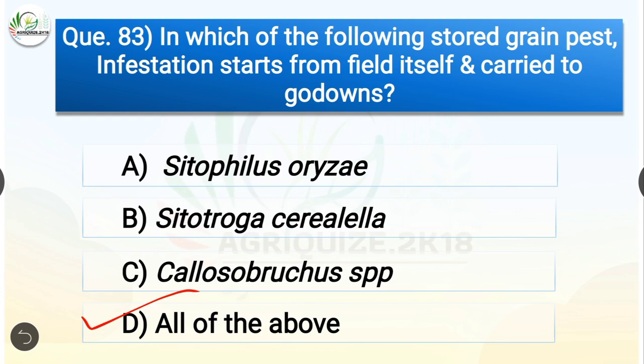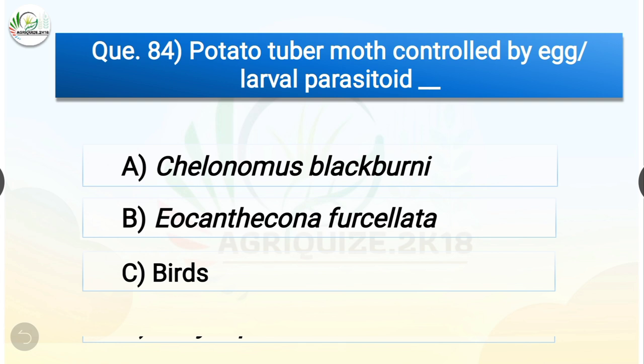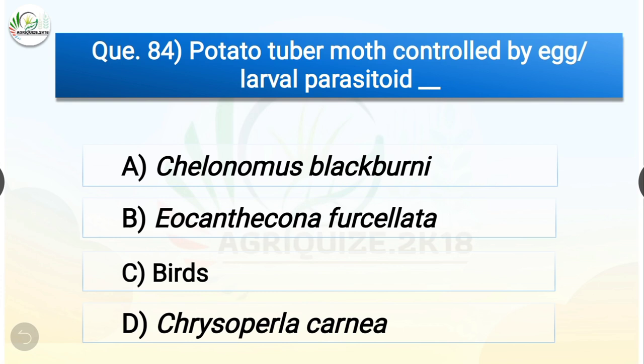Question number 84. Potato tuber moth is controlled by egg or larval parasitoid, which is dash. The options are Chelonus blackburni, Eocanthecona furcellata, birds or Chrysoperla carnea. The correct answer is option A, Chelonus blackburni. So potato tuber moth is controlled by egg or larval parasitoid, Chelonus blackburni.